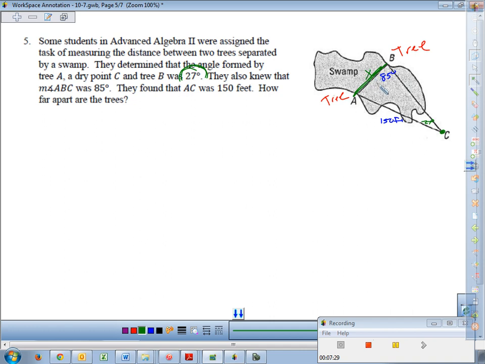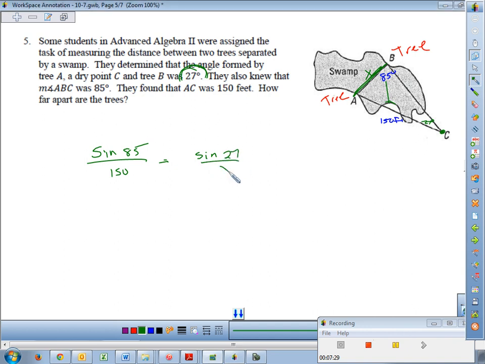Go for it. That would be, I can use the sine, if my pen wouldn't freak out on me all the time. Poor little guy. Sine of 85 over 150 equals the sine of 27 over X. And you can solve.